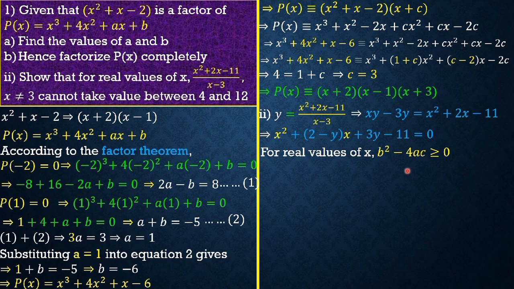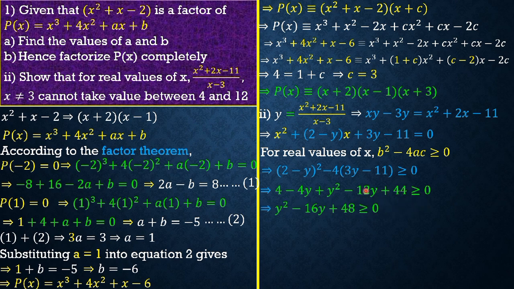Keep in mind that our b in this case is 2 minus y, our a is 1, our c is 3y minus 11. Putting all the values, we're going to have (2 minus y) squared minus 4 times (3y minus 11) greater than or equal to 0. Simplifying that, opening all the brackets, we have 4 minus 4y plus y squared minus 12y plus 44 greater than or equal to 0.